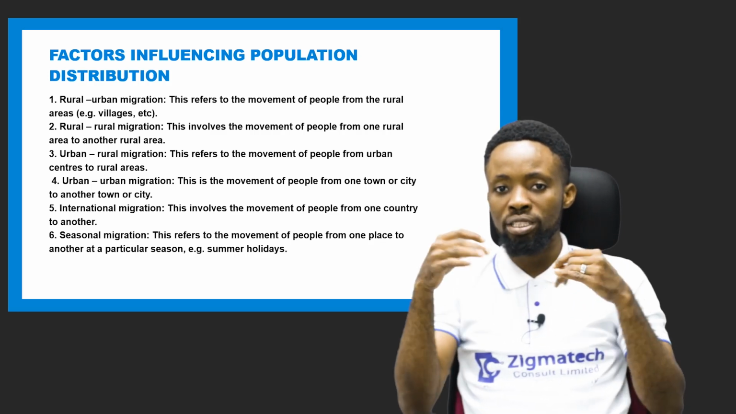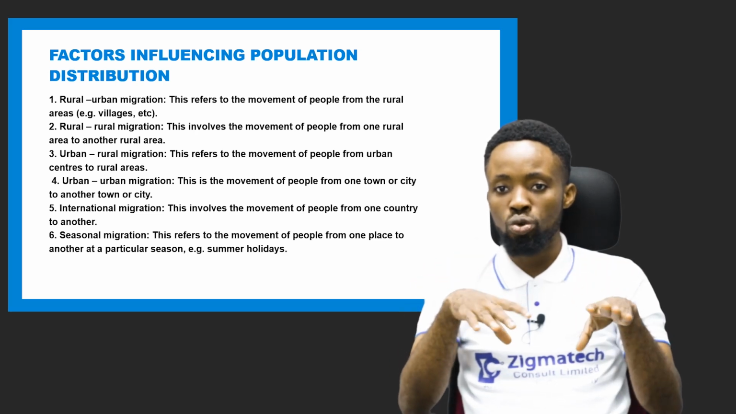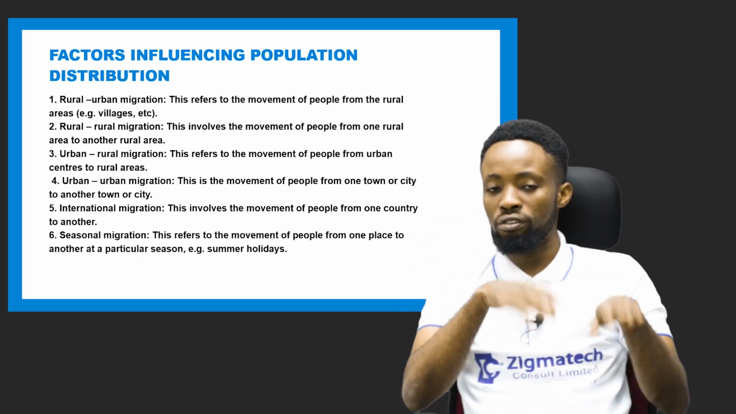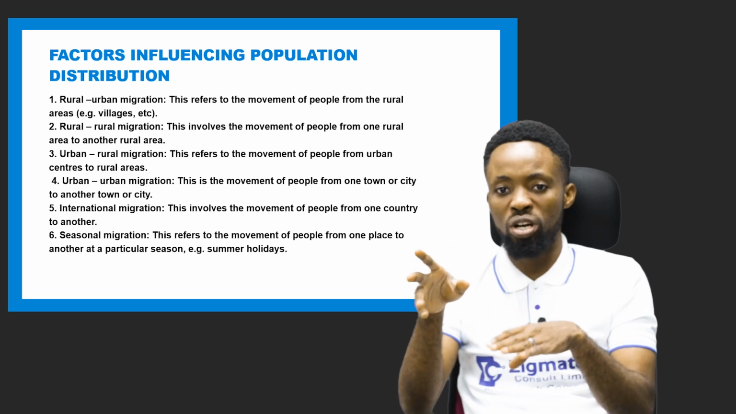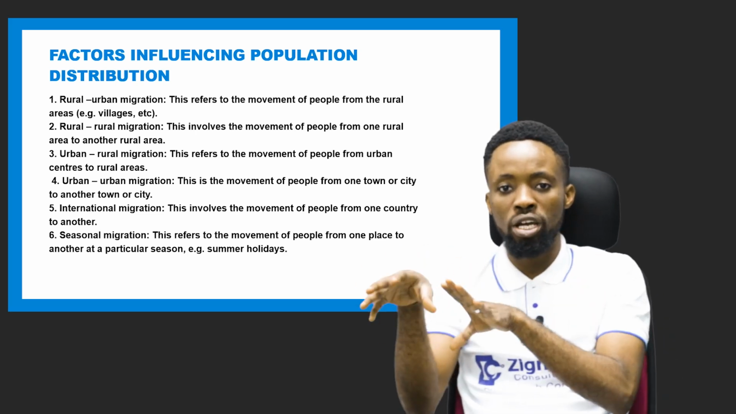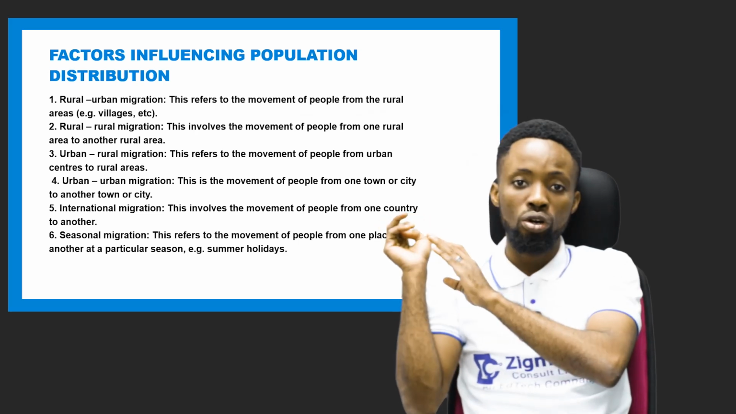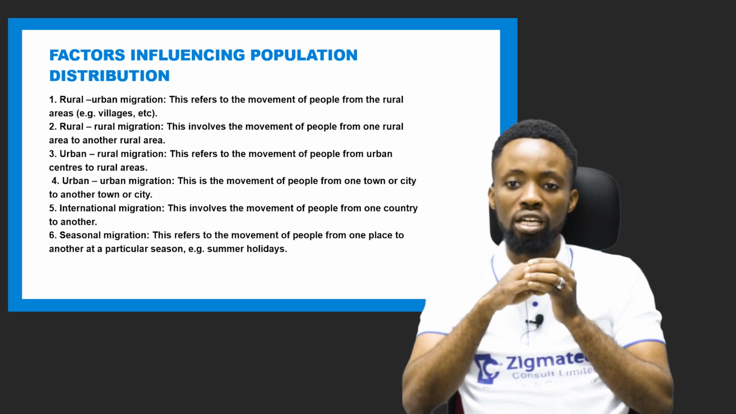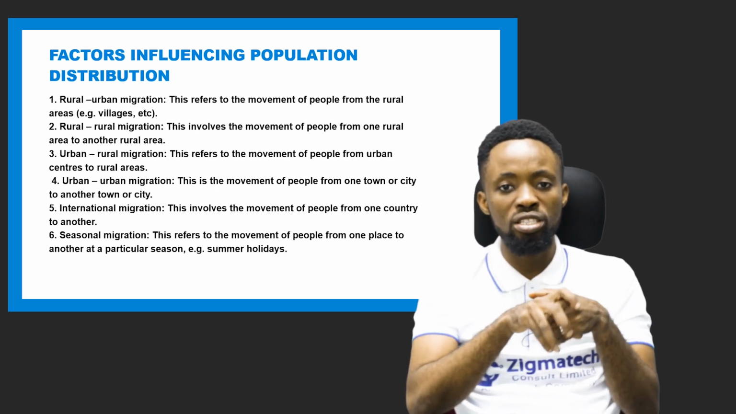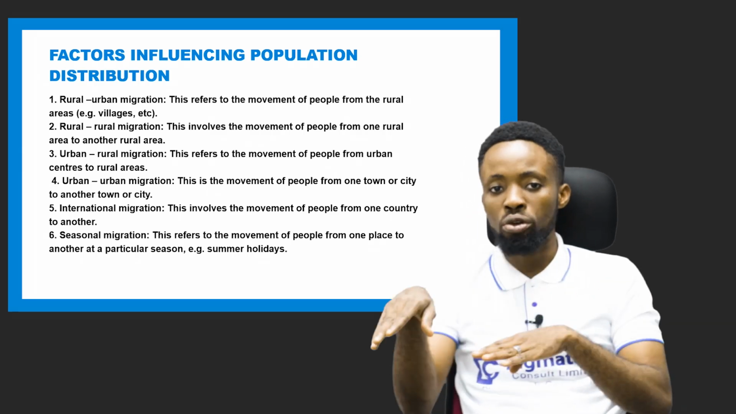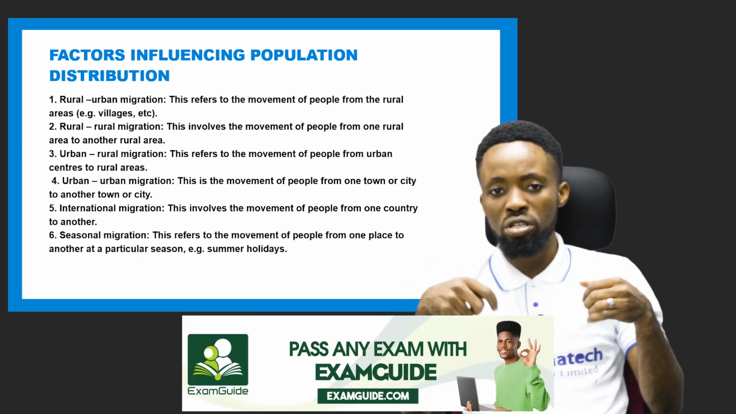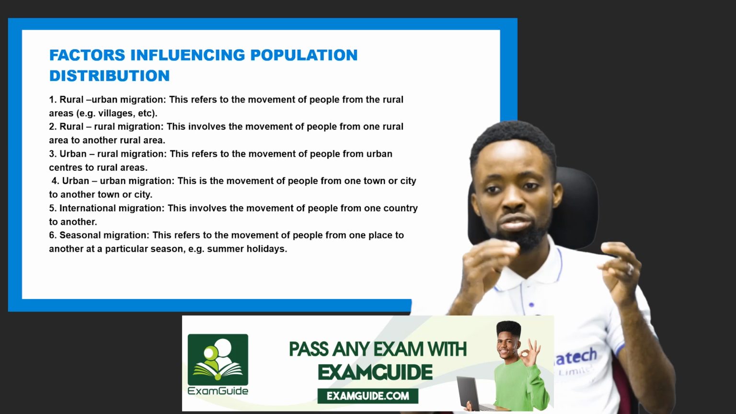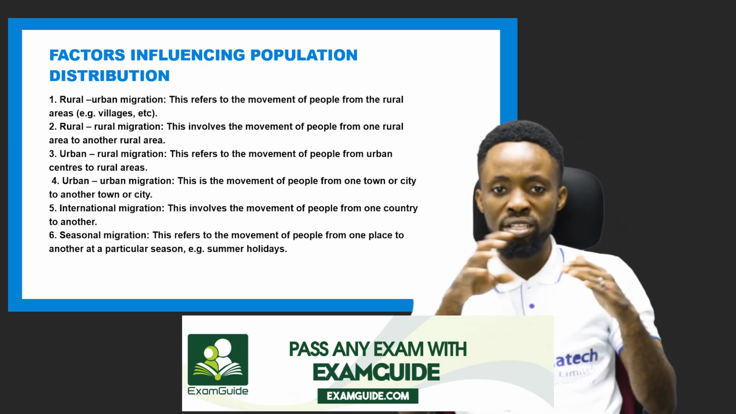Now, rural to urban means leaving a place like a village towards a city. Rural to rural means moving from a village to possibly another village or hamlet. Urban to rural migration has to do with moving from a city or a town or just a developed center towards a village or a hamlet. Urban to urban means leaving a city or a town or a metropolis to another one. International migration has to do with moving from one country to another. Seasonal migration has to do with people traveling from one place to another at a particular season.